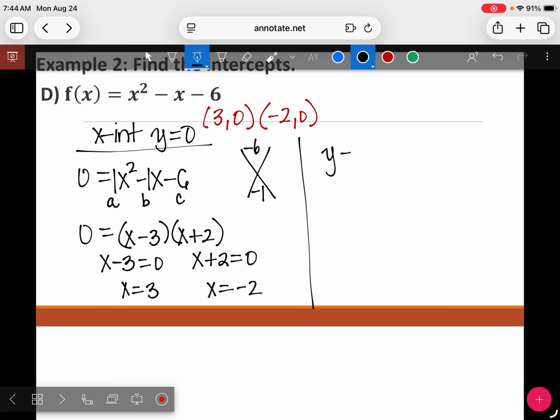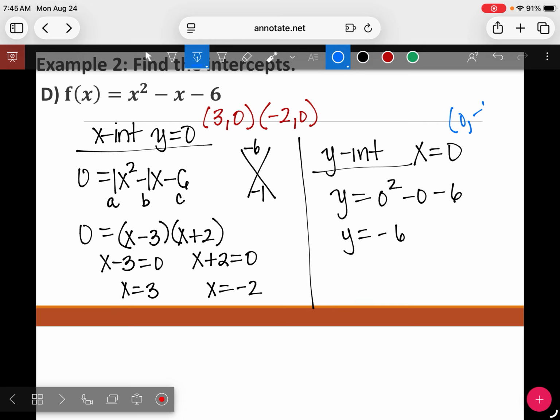Now, when you're trying to find your y-intercept and it's a quadratic, the answer will always be C. So you could save yourself a little bit of time. But you'll have y equals 0 squared minus 0 minus 6. If you were to type that in your calculator, you would be left with 0 minus 0 minus 6, which is just negative 6. So your y-intercept should be written as 0, negative 6.